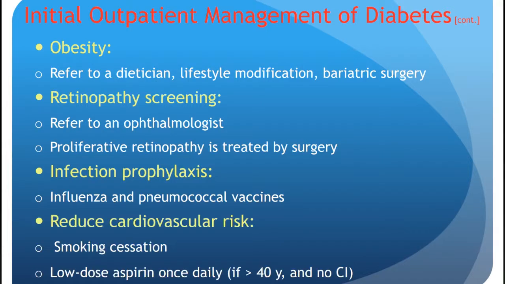Also, you need to reduce the cardiovascular risk. If the patient was smoking, always advise to stop smoking and put the patient on low-dose aspirin once daily if older than 40 years, in order to inhibit platelet aggregation and reduce the incidence of the first heart attack.